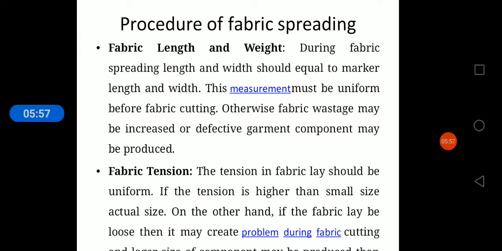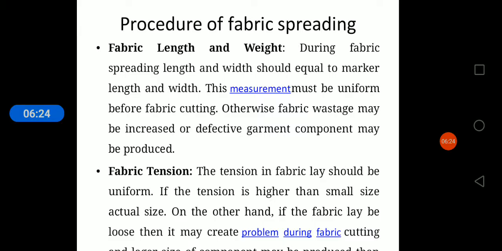So this is another topic, procedure of fabric spreading. Fabric length and width: during fabric spreading, the length and width should be equal to the marker length and width. These measurements must be uniform before fabric cutting, otherwise fabric wastage may increase or defective garment components may be produced. Fabric tension in the layer should be uniform.